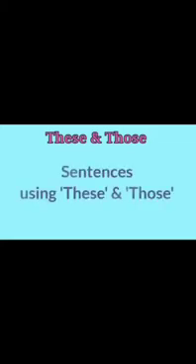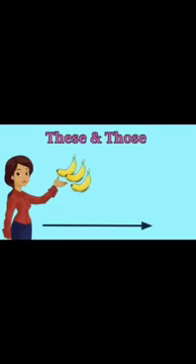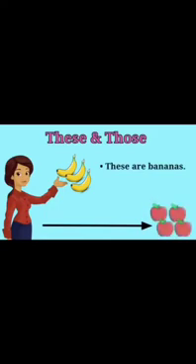Okay children, let's try to make sentences using these and those. The bananas are near to me, so I will use these. These are bananas. And the apples are far from me, so I will use those. Those are apples. Children, I believe now everyone is clear about these and those. Yes? Okay. Let's now take a quick review about these and those.